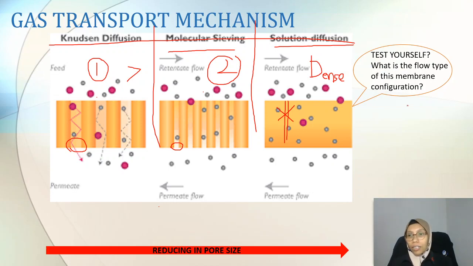Alright, so let's test yourself first. What is the flow type of this membrane configuration, where the permeate flows tangentially through your membrane surface? So test yourself, what is the type of this membrane configuration? It can be either dead end or cross flow configuration. If your answer is dead end membrane, then your answer is wrong. Okay, you need to recall back. Okay, next.